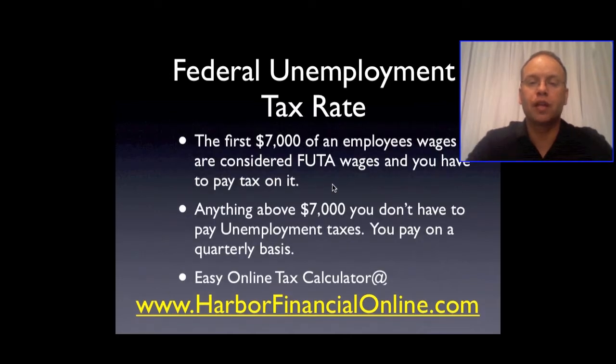The first $7,000 of an employee's wages are considered FUTA wages, and you have to pay tax on it. Anything above $7,000, you don't have to pay unemployment taxes. You'll end up paying these amounts though on a quarterly basis.